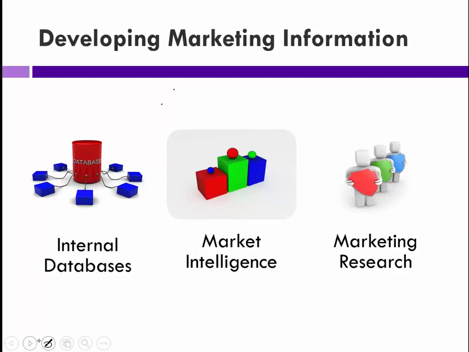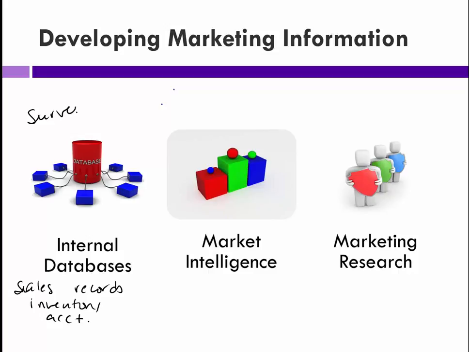So let's talk about developing that information. We said there's 3 different things. Internal databases, so these would be things like sales records that we've kept, inventory things. It could be our accounting information, all these types of things. It could be surveys that we've done of our customers, those customer resource management things that we've done, which would kind of tie into the sales records. So all of those would be internal things, which actually can answer a lot of information about understanding our customers.